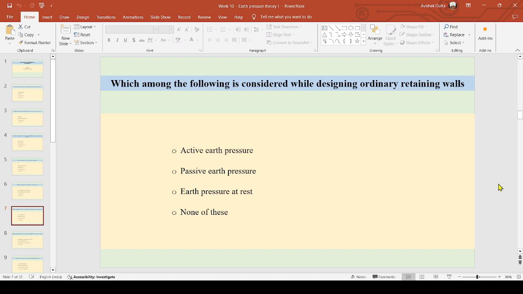This is a question with respect to the application of the earth pressure theory. While designing ordinary retaining walls, which among these earth pressures are taken into consideration, or whether or not any of these are taken into consideration at all? That's also a question because none of these is also an option. So you have to answer which among these: active, passive, or earth pressure at rest, or none of these.